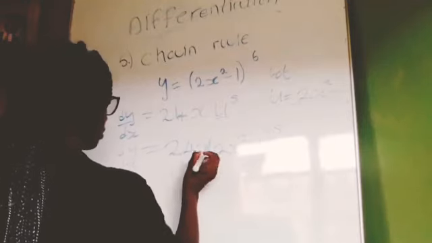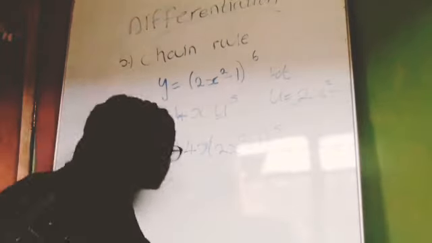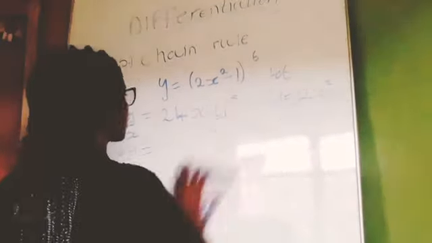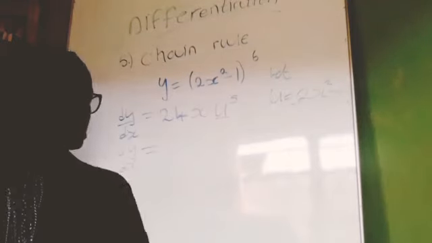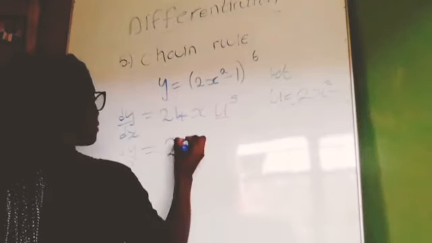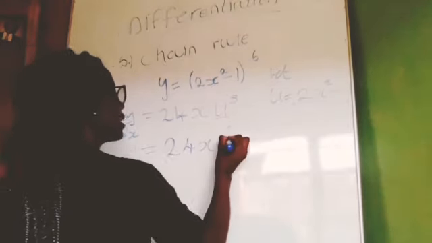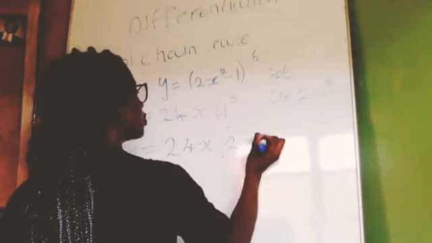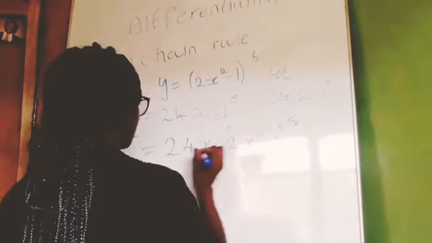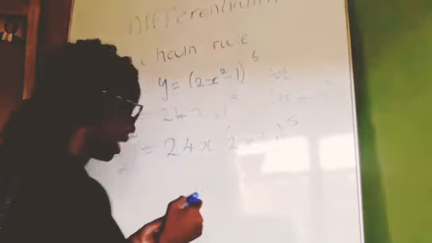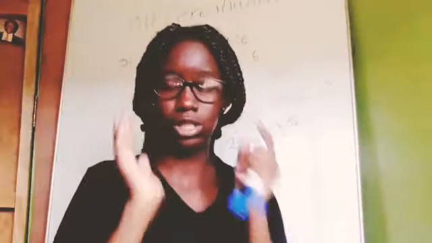Okay, let me write this because it looks too scrappy. Let me erase it and write it properly. So we have 24x, open bracket, 2x squared minus 1, close bracket, to the power 5. And that's how we get, that's the chain rule. So I hope we're clear on the chain rule.